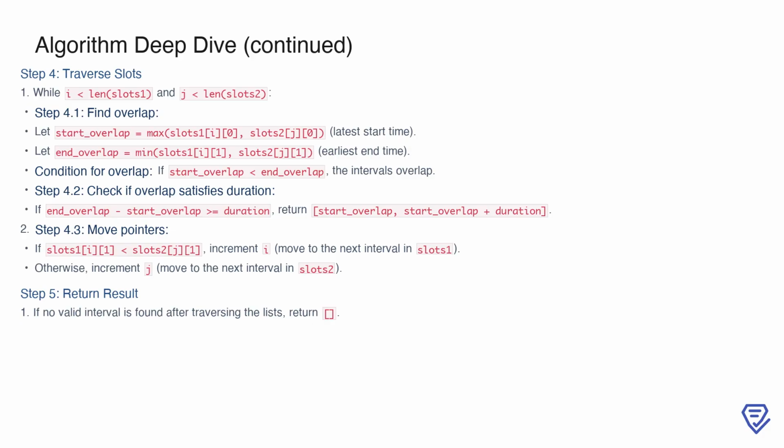If the overlap satisfies the required duration, we return the start of the overlap along with the duration as the result. If not, we adjust the pointers. Specifically, we move the pointer corresponding to the interval that ends earlier. This ensures we efficiently move past intervals that can no longer contribute to a valid overlap. If we traverse through all intervals without finding a suitable meeting time, we return an empty list.